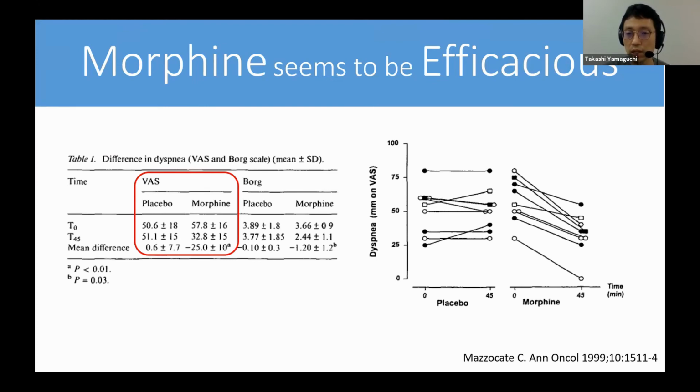However, these data are only for the subcutaneous bolus administration of morphine. So data about continuous infusion or regular controlled-release preparations of morphine are still lacking.